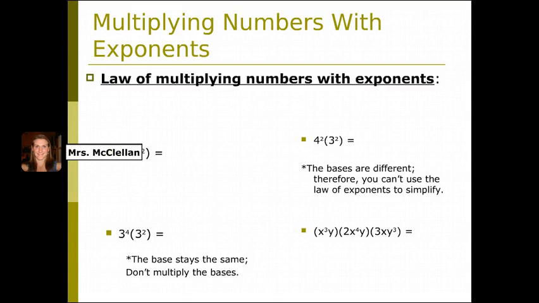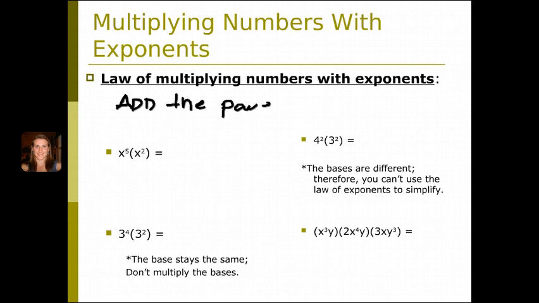So now we're going to talk about the actual law of multiplying numbers with exponents, or multiplying bases with exponents. The law is simple. When multiplying numbers with exponents, you simply add the powers on like or similar bases. So, again, you're going to add the powers on like or similar bases.